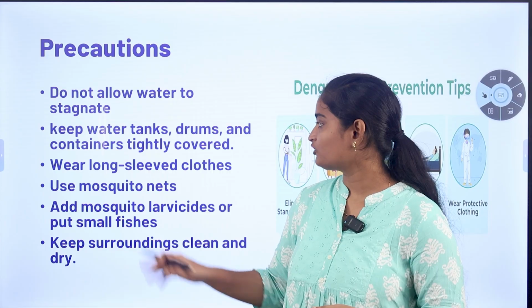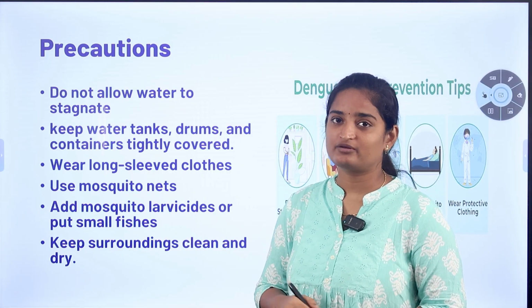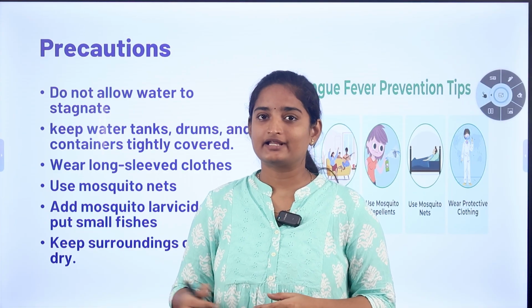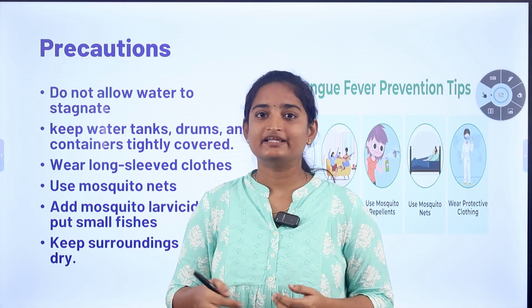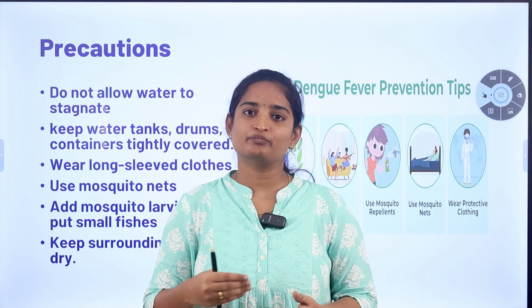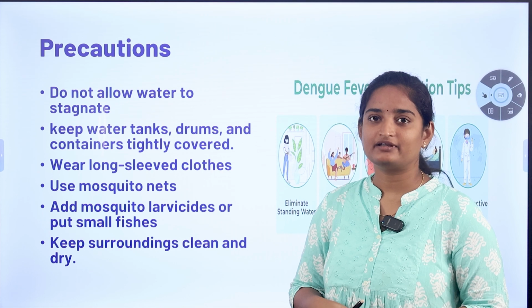Wear long-sleeved clothes, which helps prevent mosquito bites. Using mosquito nets while sleeping is one of the methods for prevention of dengue. Add mosquito larvicides in water tanks, which helps decrease the count of mosquitoes. Keep surroundings clean and dry, which helps prevent mosquitoes from laying eggs. These are the precautions everyone should take to prevent dengue.